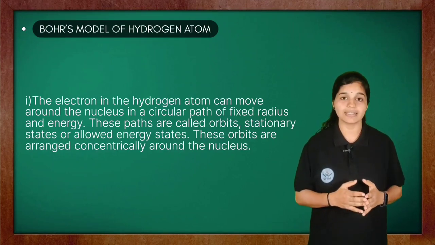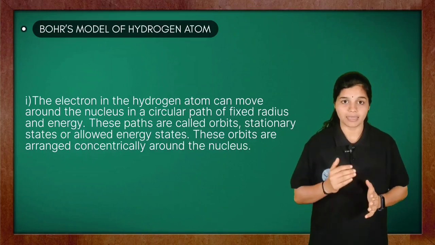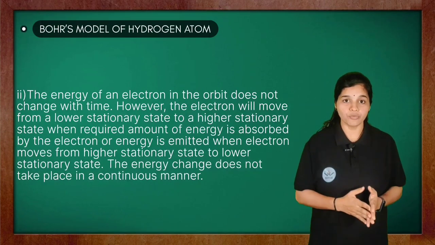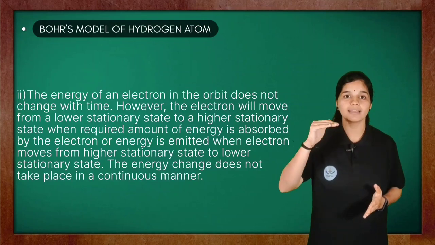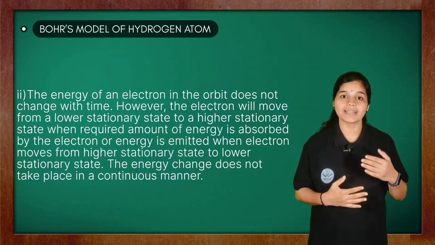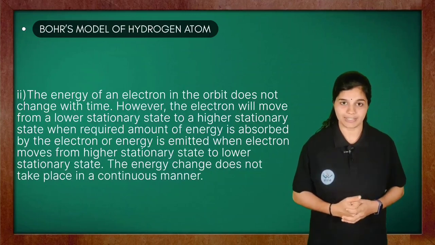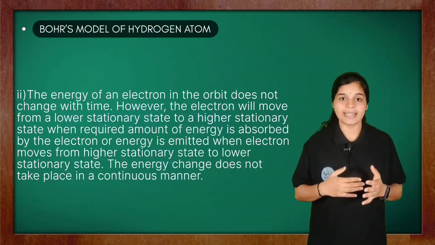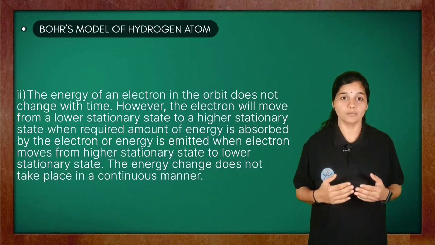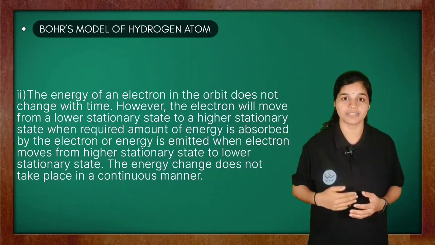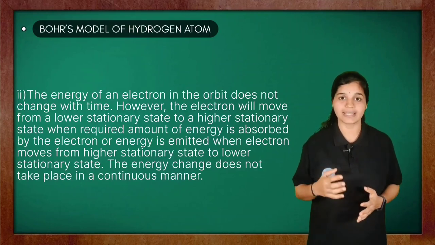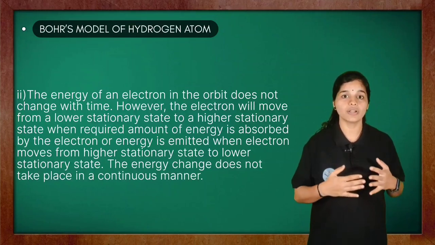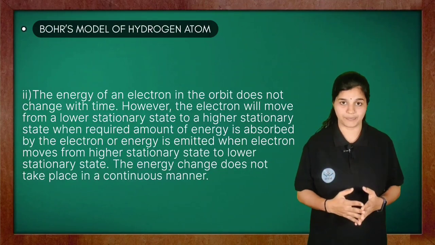The energy of an electron in each orbit is fixed. Nothing but, the energy of the electron is quantized. An electron will move from a lower stationary state to a higher stationary state when the required amount of energy is absorbed by the electron, and this process is termed excitation. Similarly, energy is emitted when an electron moves from a higher stationary state to a lower stationary state, and this process is termed de-excitation of the electron. The energy changes do not take place in a continuous manner.